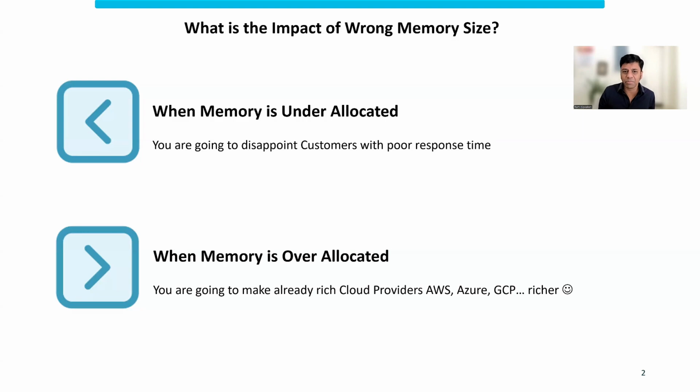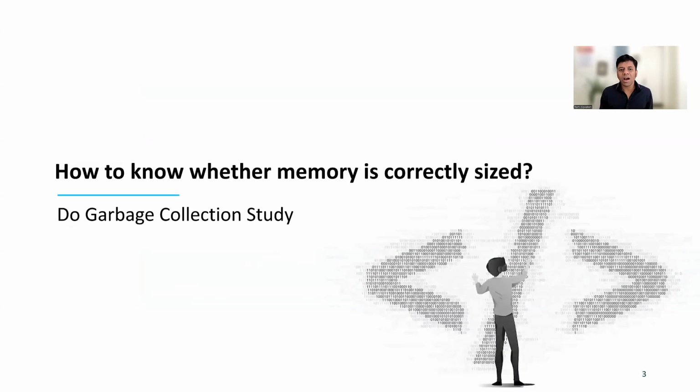So let's jump in. How do I know whether my memory is correctly sized or not? Where do I need to look to find the answer? Friends, this is a bit of a tricky question, but the answer can be found by studying your garbage collection behavior. By studying your application's garbage collection behavior, you would be able to determine whether you have correctly allocated the memory or are over allocated.